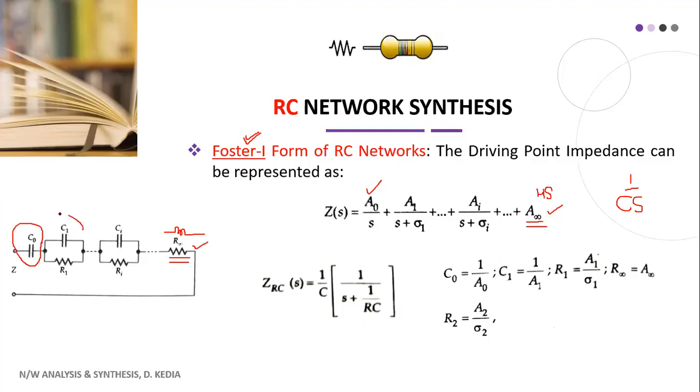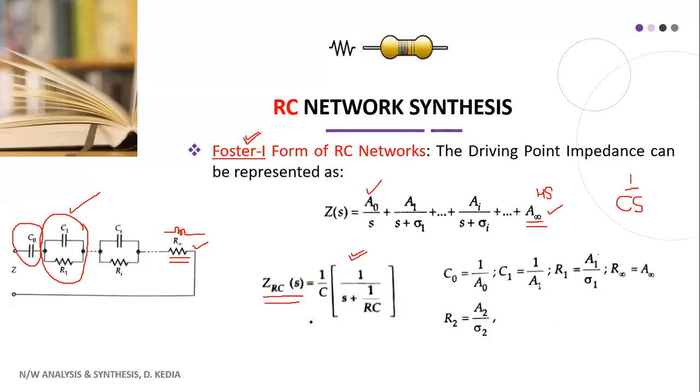Now you see here this part. This part is the parallel combination of resistance and capacitance. So let us first try to solve this portion, and we will try to obtain the equivalent impedance of this parallel RC network. If we do that, we'll be able to get this function. So your RC parallel circuit's impedance will come out to be 1 by C multiplied with 1 by S plus 1 upon RC. This is the final result.